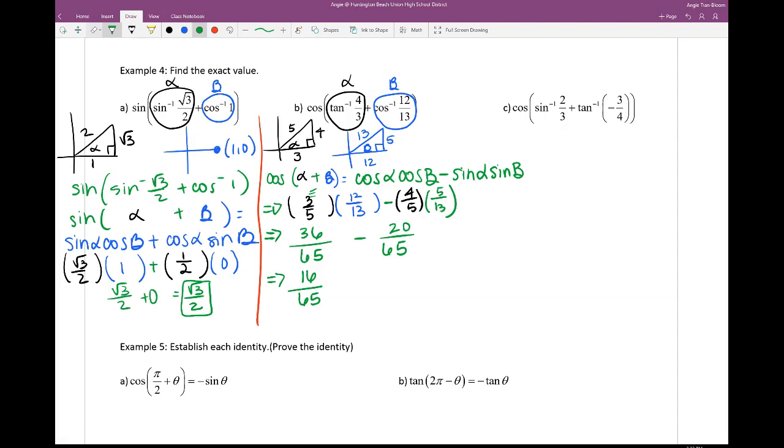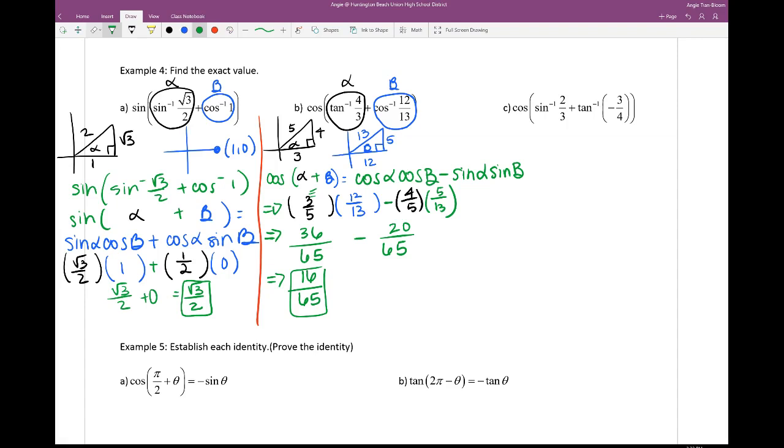Do you think we can reduce this? It's not divisible by 5 on the top, and 16 is an even number, so it can only be reduced by 2, right? Or multiples of 2. So right now we can't really reduce that, okay?